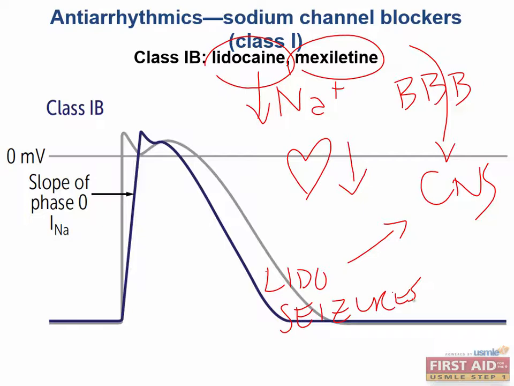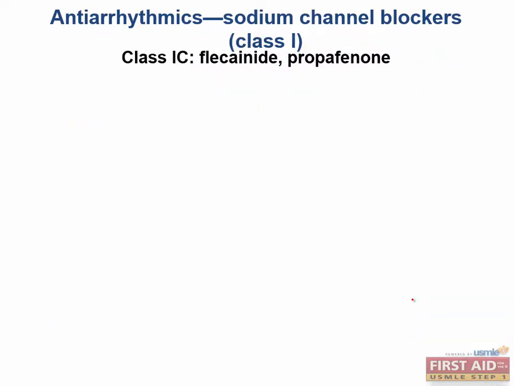Alright guys, we're now done with B. Let's push on to C. The Class C antiarrhythmics, flecainide and propafenone, are rarely seen clinically because of the high risk profile. This makes them high yield for a written exam though. Dangerous side effects are always high yield.